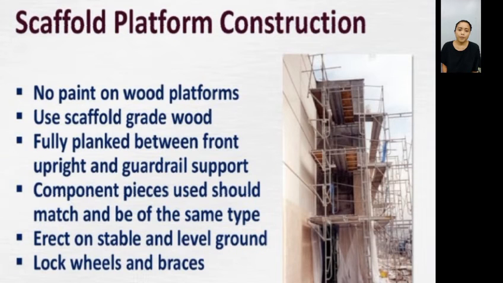Scaffold platform construction. No paint on wood platforms. Use scaffold grade wood, fully planked between front upright and guardrail support. Component pieces used should match and be of the same type. Erect on stable and level ground. Lock wheels and braces.